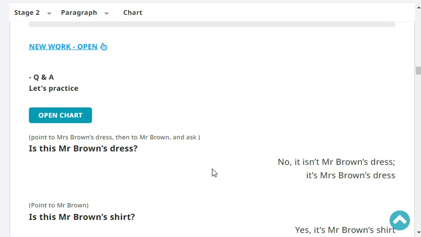Is this Mr. Brown's dress? No, it isn't Mr. Brown's dress. It's Mrs. Brown's dress. Is this Jack Brown's shirt? Yes, it's Jack Brown's shirt.